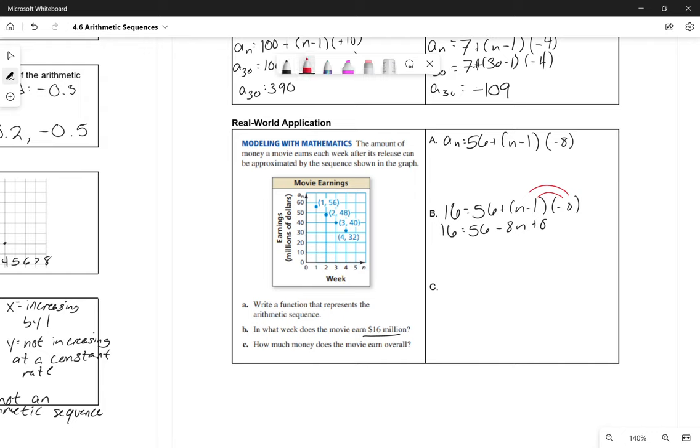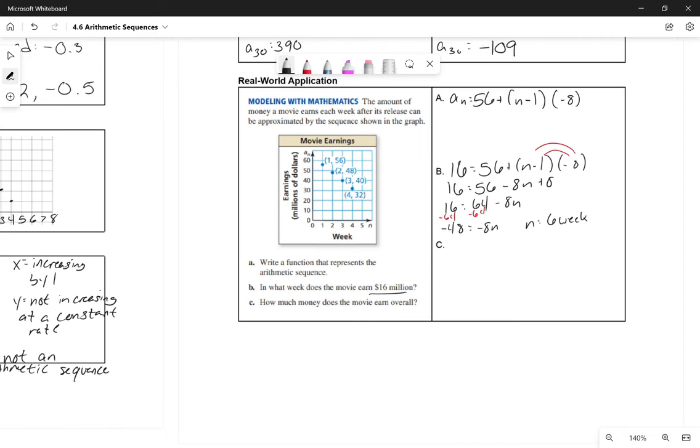I'm going to combine my like terms and get 16 equals 64 minus 8n. I'm going to subtract 64 on both sides, and I'm going to get -48 equals -8n. So dividing both sides by -8, we find out that it is the 6th week that the movie will earn $16 million.